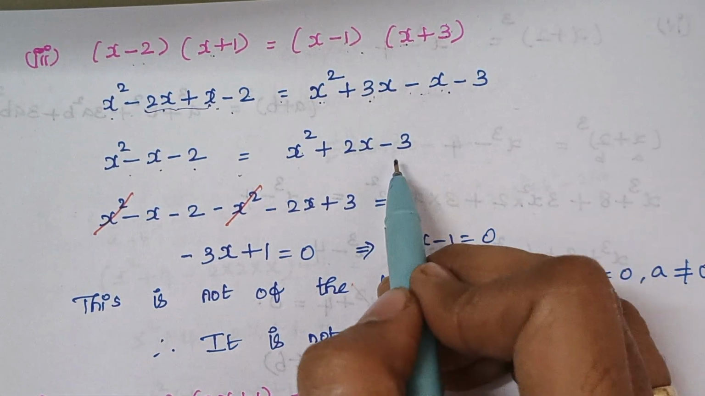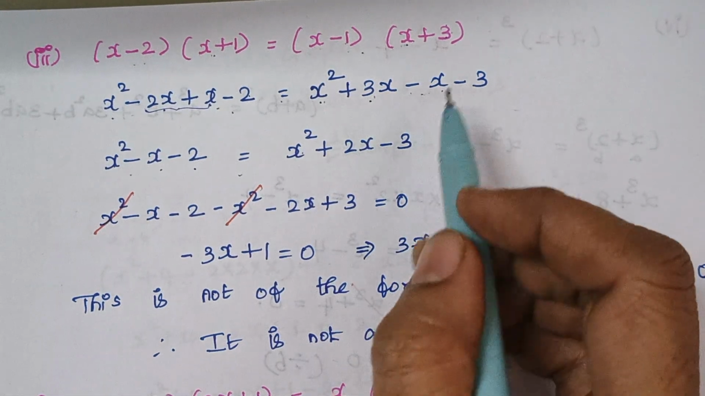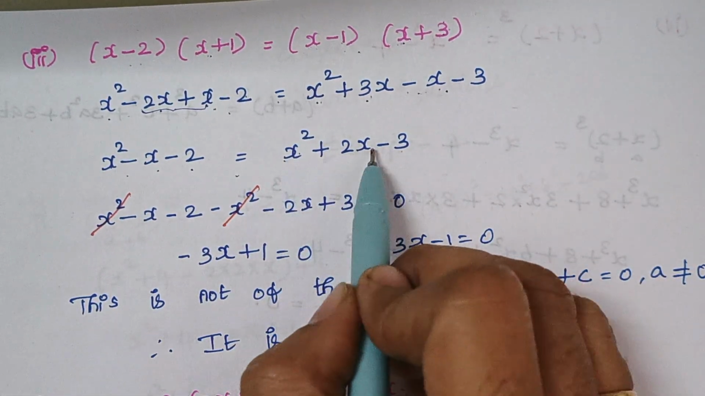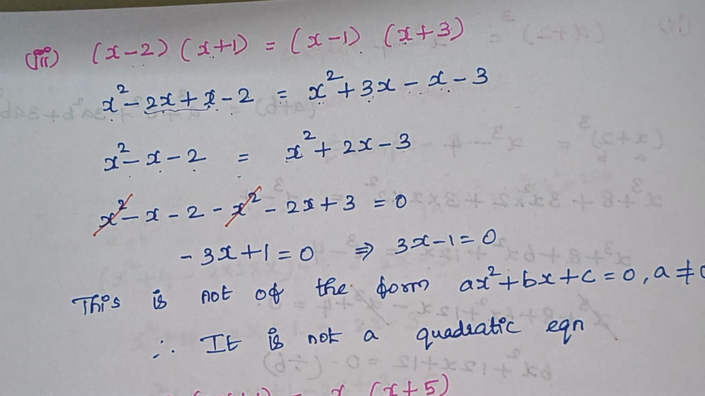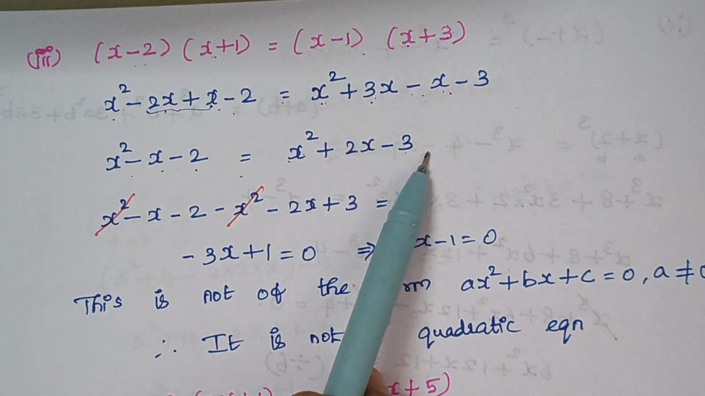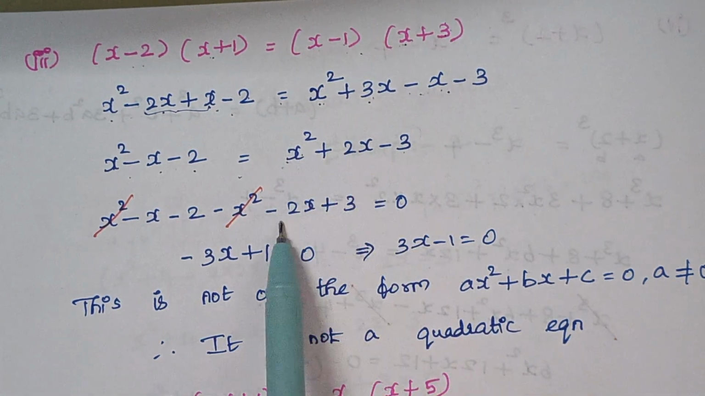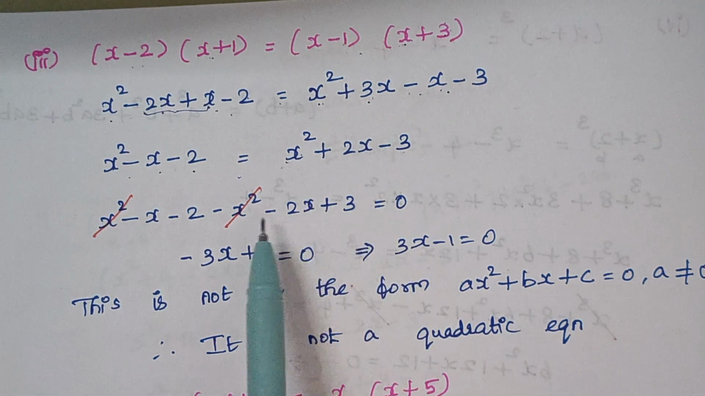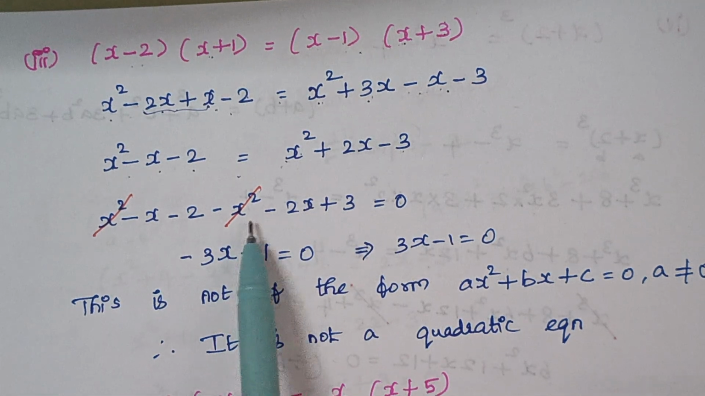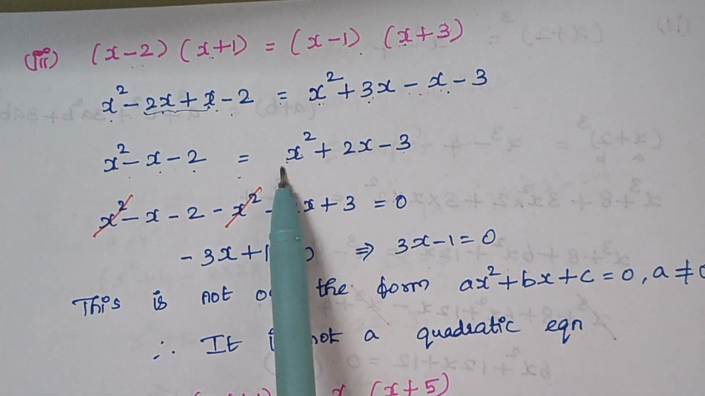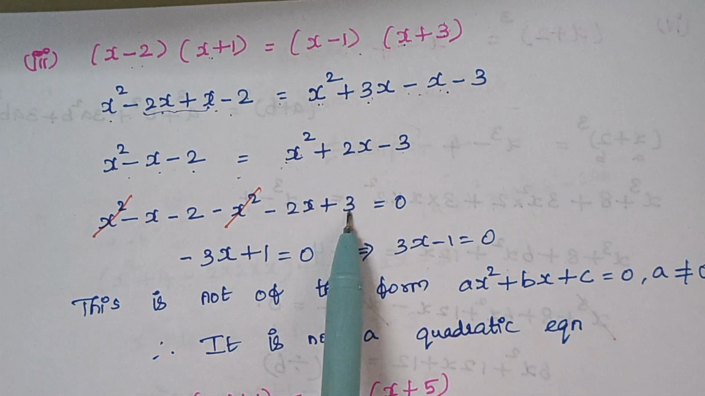Now I am going to rearrange the terms. So I am moving this term to the left hand side. Again it's up to you. You can even move this term to the right hand side. Anyway the final answer will be the same. Whenever I move this term to the left hand side, there is a sign change. Therefore, minus x square minus 2x minus 3. Here these three terms have a sign change.